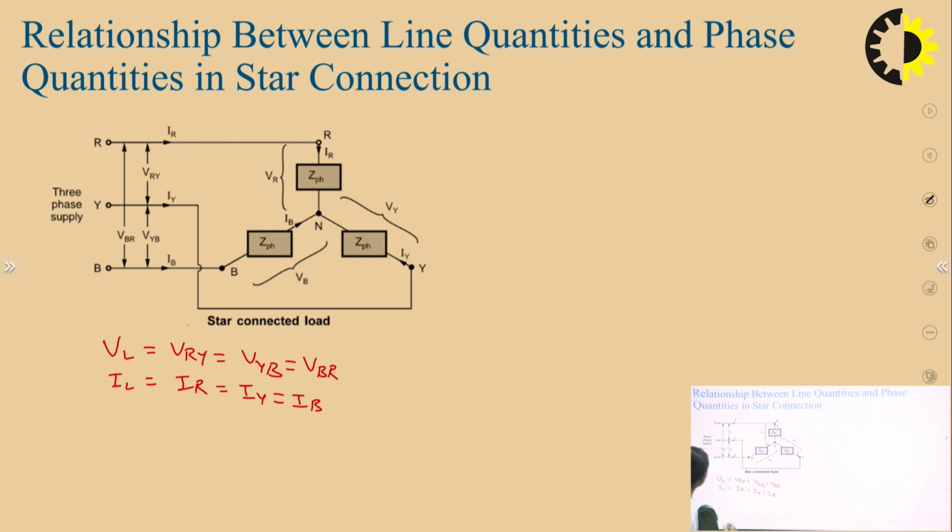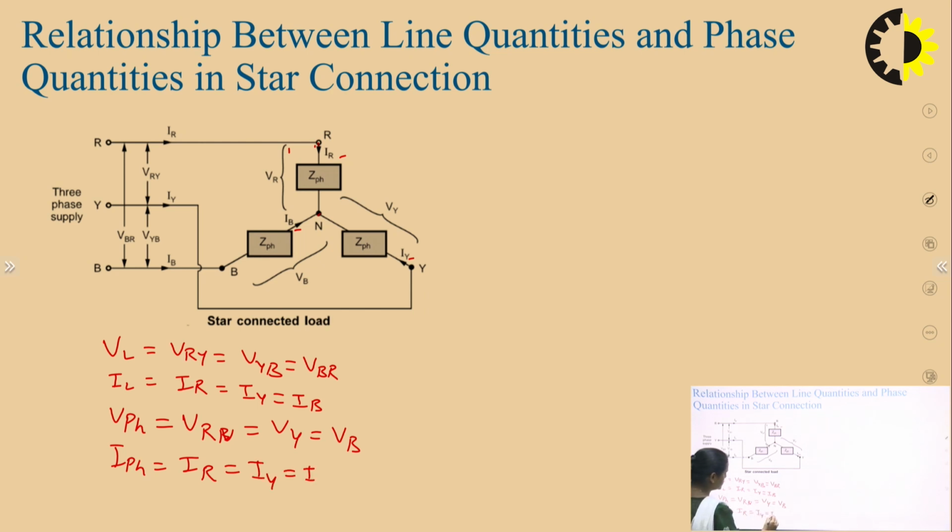Then coming to the phase voltage, what are our phase voltage? VPH. VPH is equal to this VRN, right? Phase means voltage of this load. So this is VRN, or here we have written VR, VY. You can also write VR is equal to VY is equal to VB, right? Then what is IPH? IPH is equal to, here you can see IR, IY and IB. So IR is equal to IY is equal to IB. These are my phase current, right?